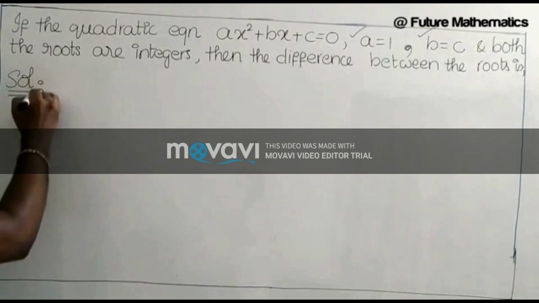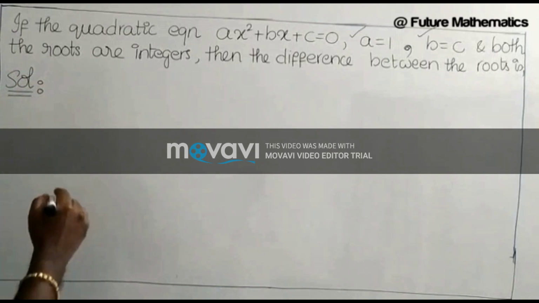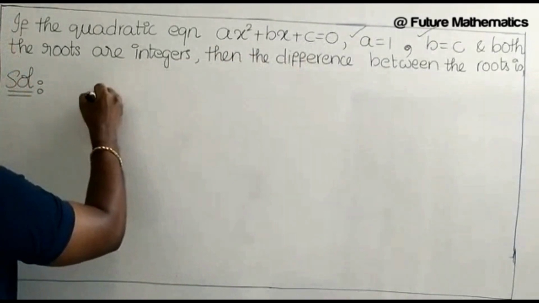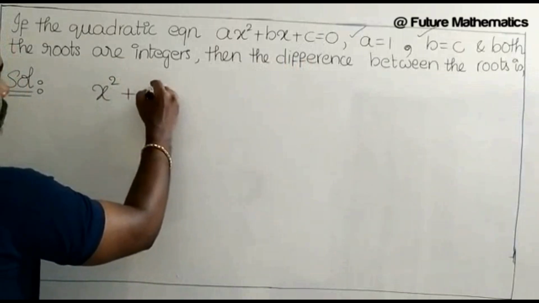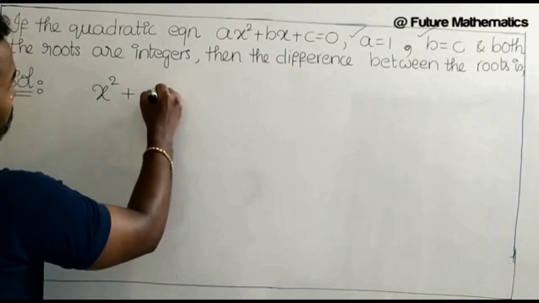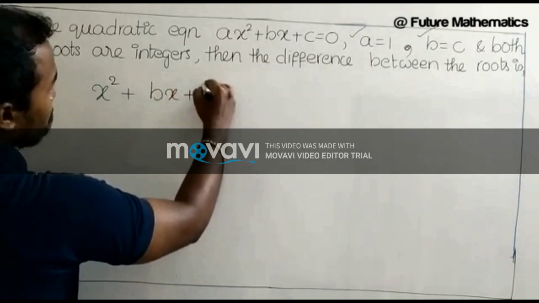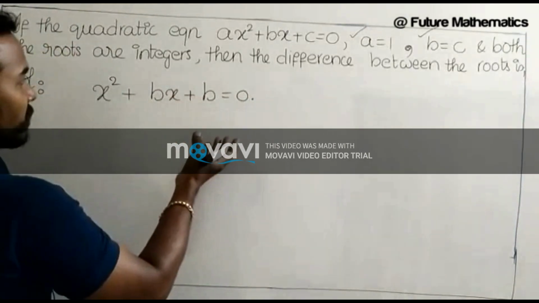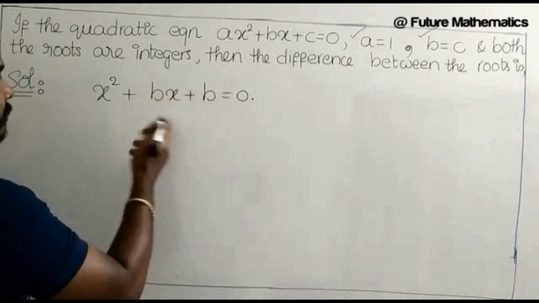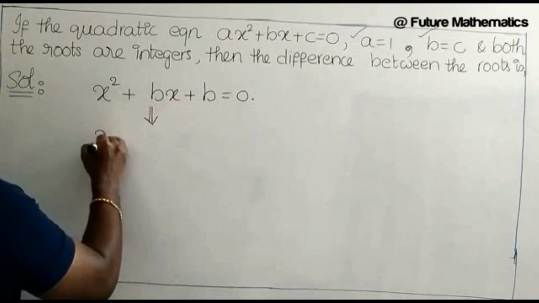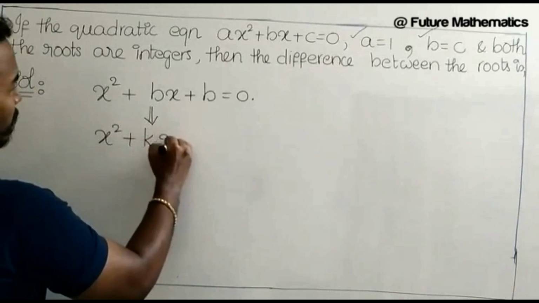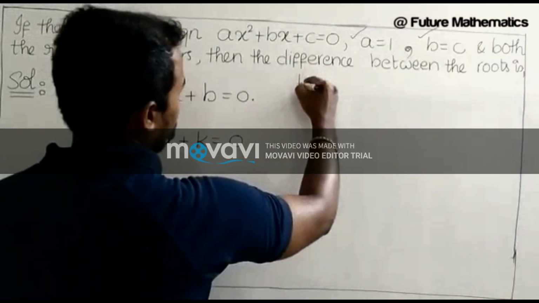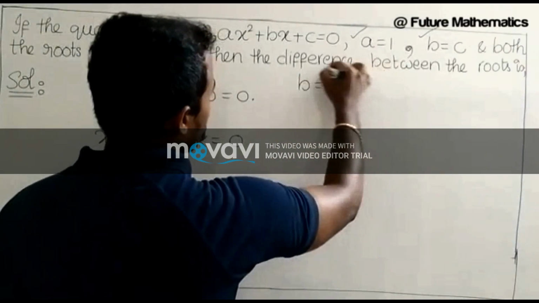Then the solution of this and this quantity is... let's try to plug in this constant here. So a is equal to 1, so x square, and b is given to us c, right? So b is, that is c is equal to b, and this quantity is 0. So I can just assume this b as k or something else. So I just want to modify this further: x square plus k times x plus k is equal to say 0. What we have considered is that b is equal to c is equal to k.